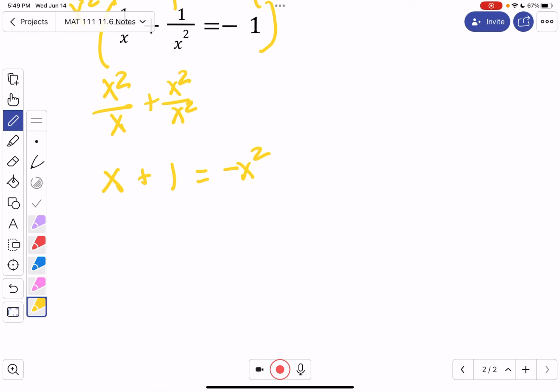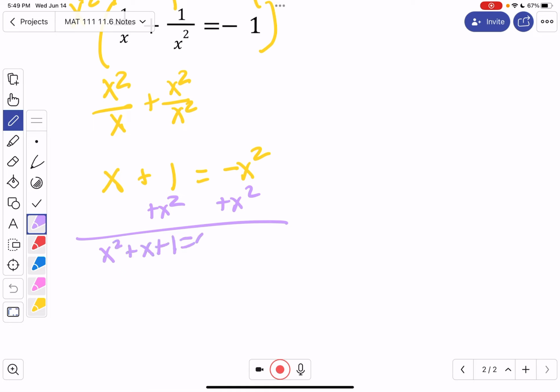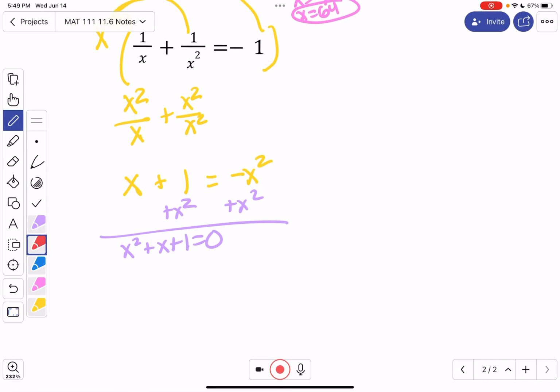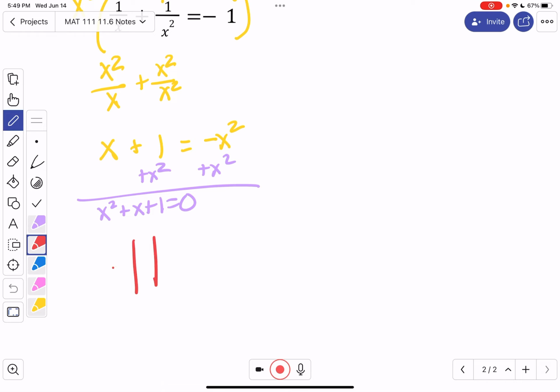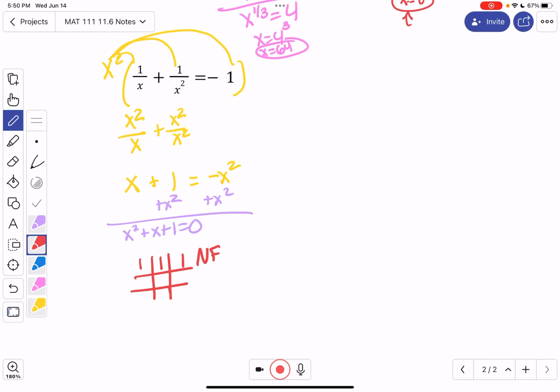Now we have a quadratic equation. So I'm going to add x squared to both sides. I get x squared plus x plus 1 equals 0. And we solve this just like normal with no extra step because we already got rid of the fractions. So a times c. And there's nothing there that works, so I can't factor it. So we do the quadratic formula.